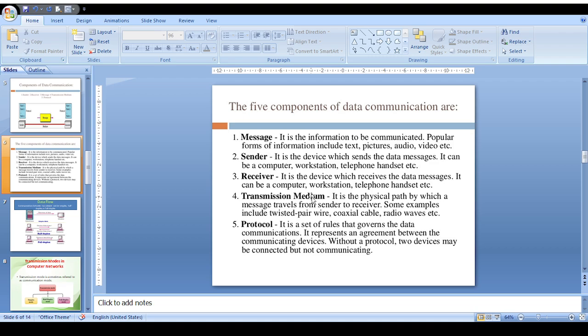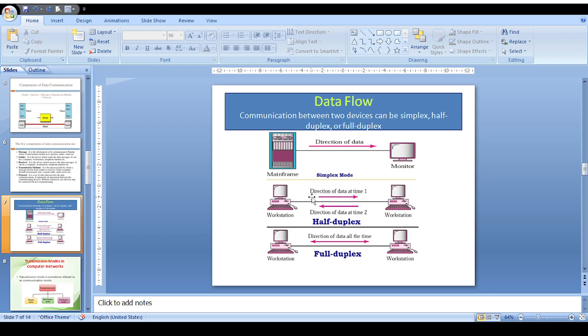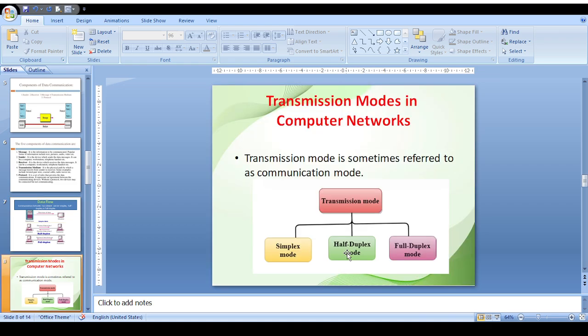Next we move on to transmission modes. In computer networks, transmission modes define the direction of data flow, and they are categorized into three: simplex mode, half duplex mode, and full duplex mode. Transmission mode is sometimes referred to as communication mode.